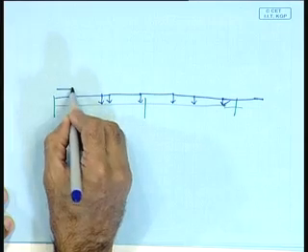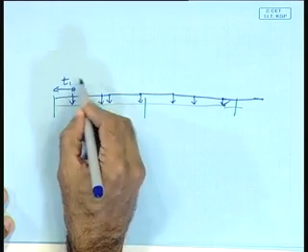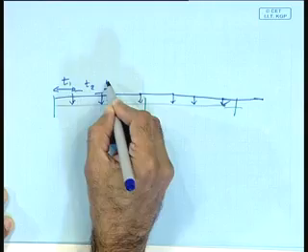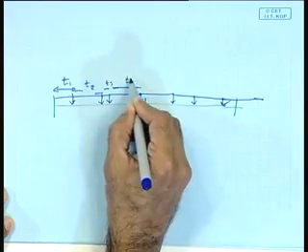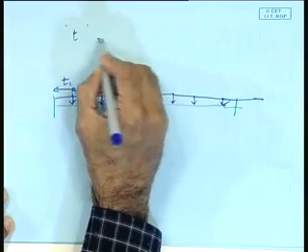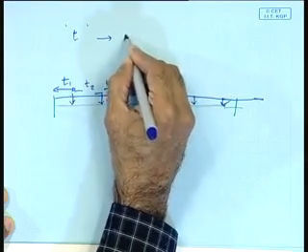If I look at the time between people, T1, T2, then T3, then T4, and so on, and I look at the distribution of these times, this distribution is exponential.